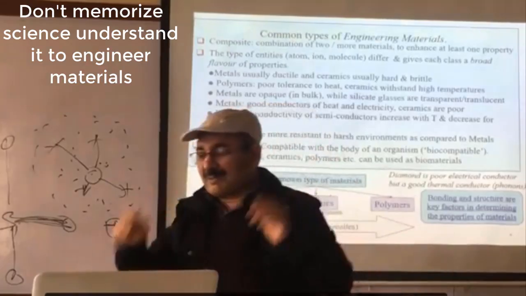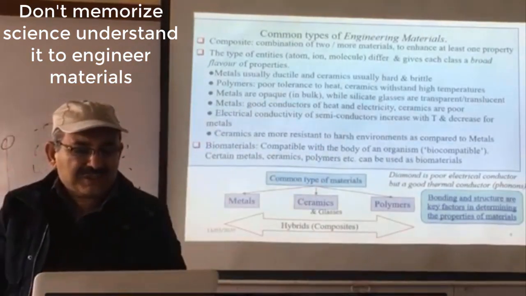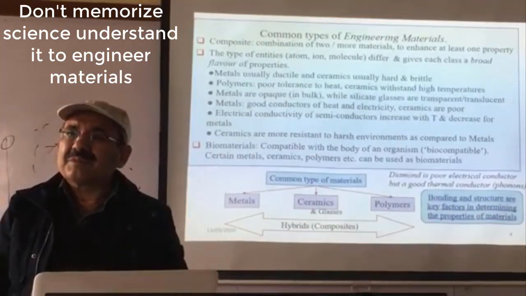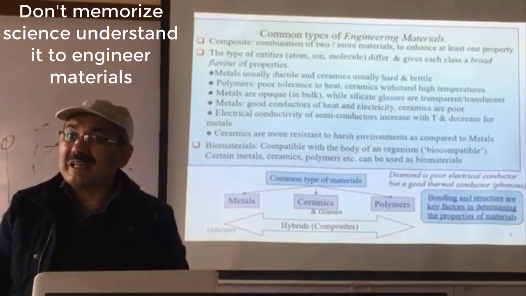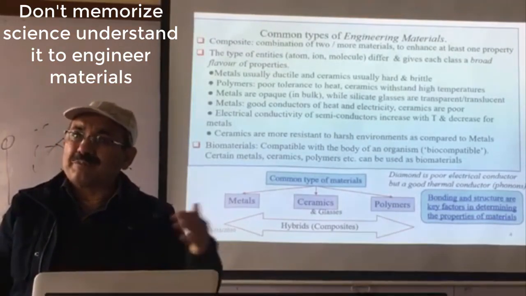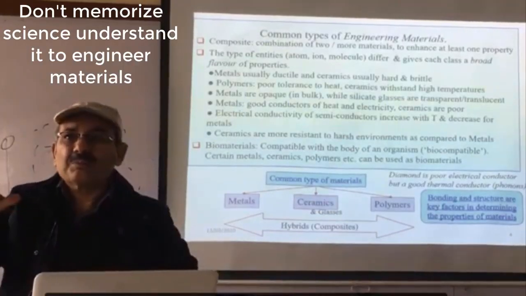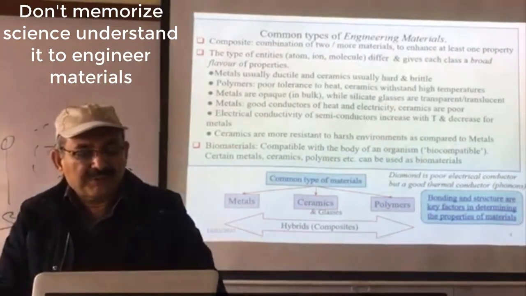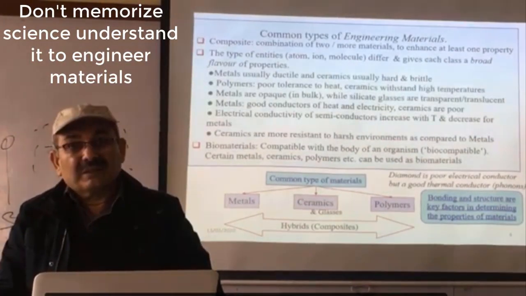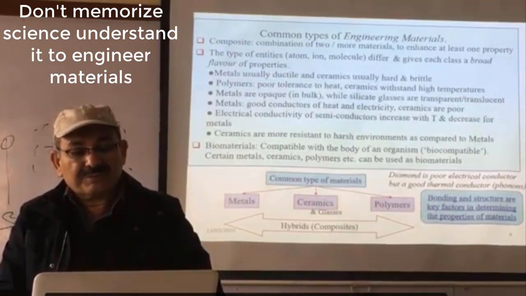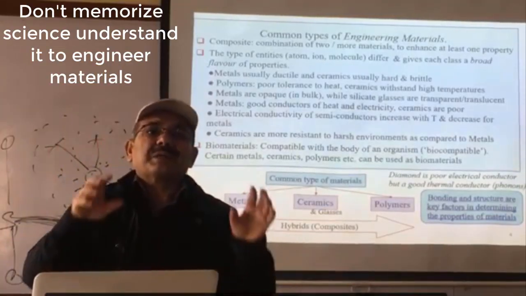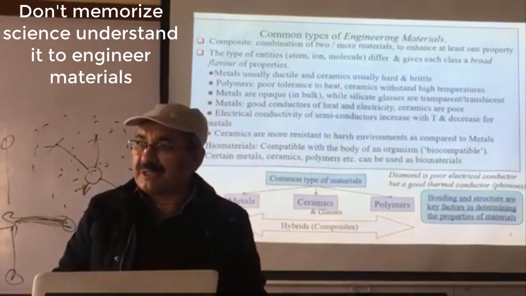If I do the same thing at different levels, then we call them composites. The fiberglass, it is some fibers have been introduced. Glass is a brittle material, and when you put these fibers into it, you give it tensile strength. The type and arrangement of atoms, ions, and molecules gives that particular property to particular materials.